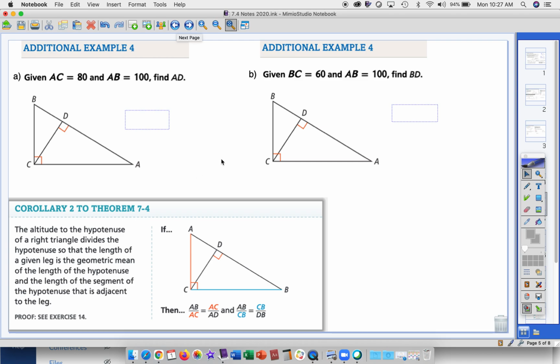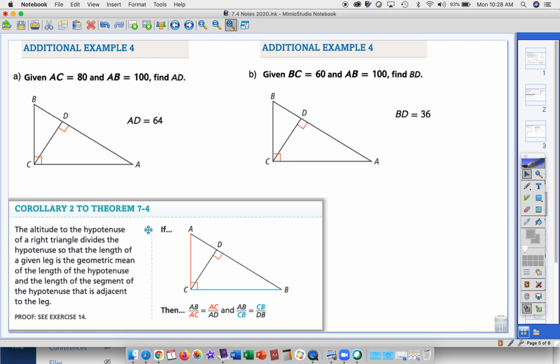We have 2 additional examples for example 4. So go ahead and try both A and B. Pause the video and come back when you're done. Okay, for AD, hopefully you got 64. And for BD, hopefully you got 36. Please ask in class if you did not get these answers.